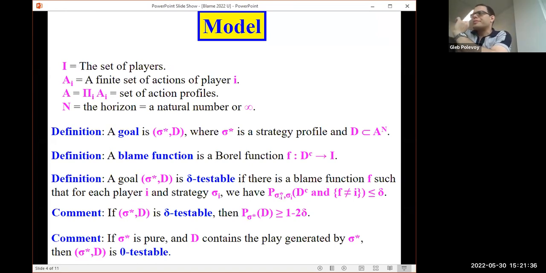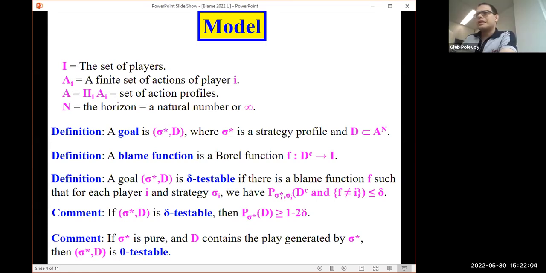But it's not a requirement. No, it's not a requirement. We would like to reach D, that the realized play, we would like it to be in D. If it is not in D, then we are unhappy and we would like to identify the deviator, or at least we would like to blame someone because of him or her, we did not reach D.